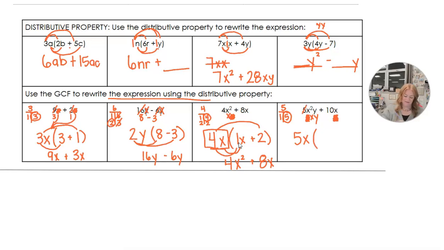So 5 divided by 5 is 1. So I can put the 1 or I can just put xy plus 10 divided by 5 is 2. That's all we have left. So when I check this, 5 times 1 is 5. X times x is x squared with the y plus 5 times 2 is 10 with an x. So we have to pull everything they have in common and get rid of them and see what's left.